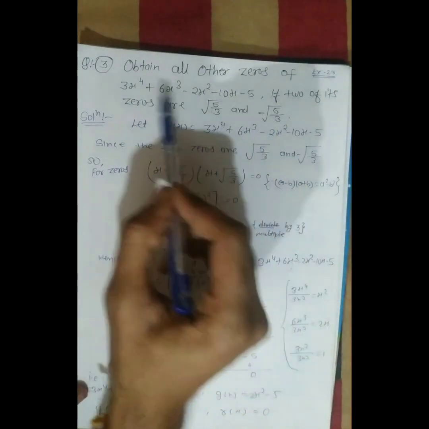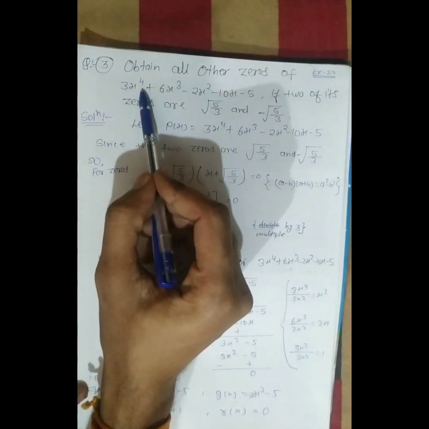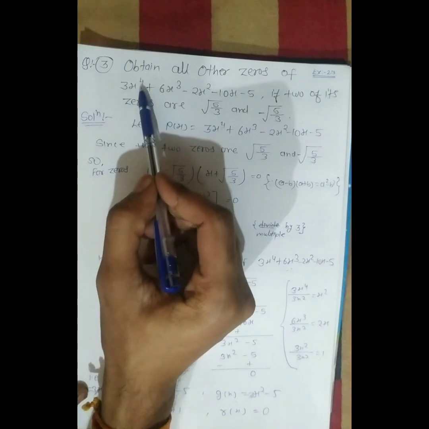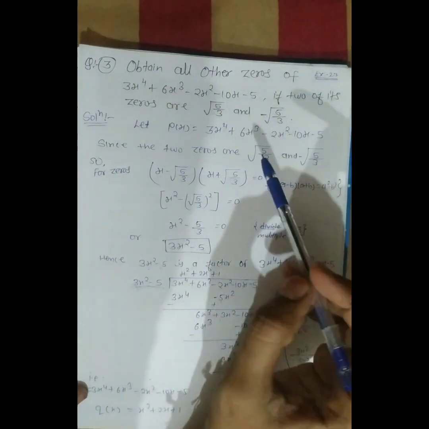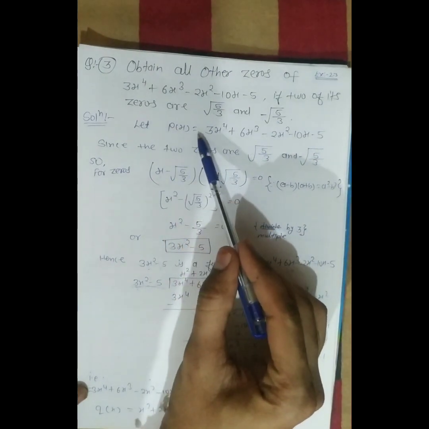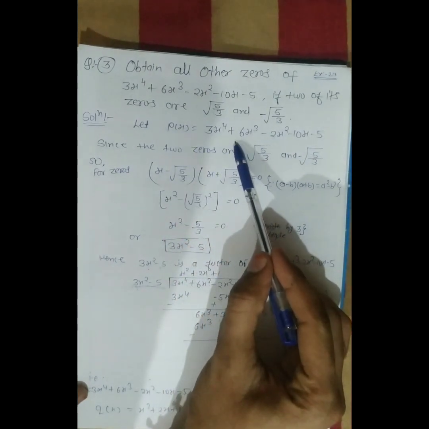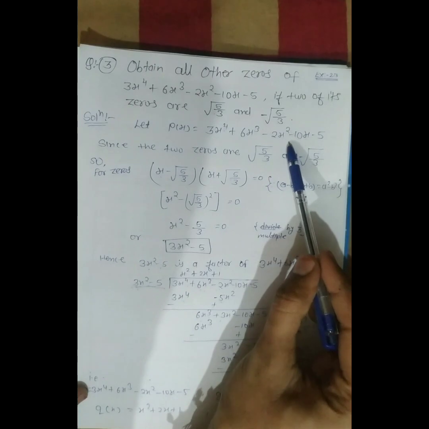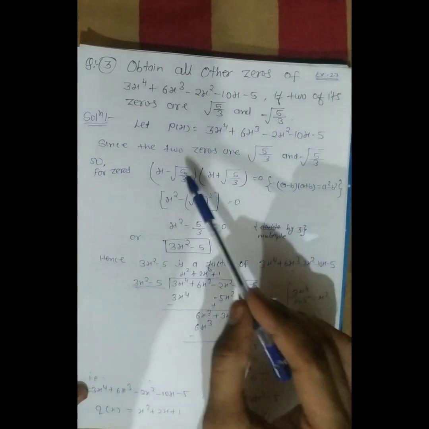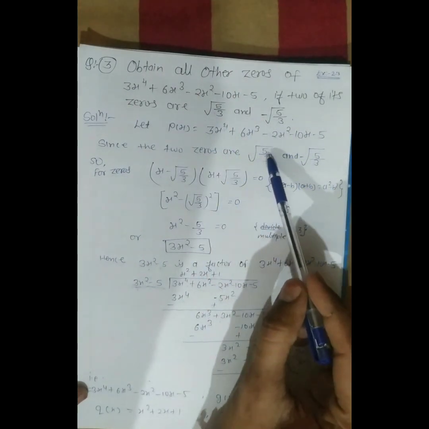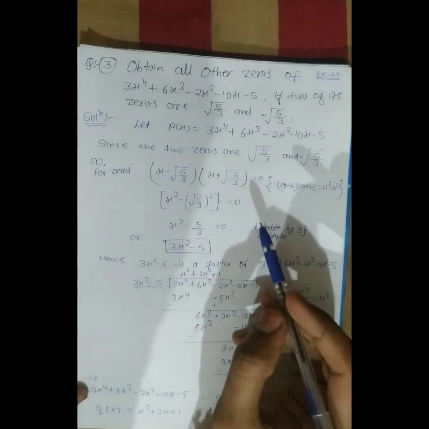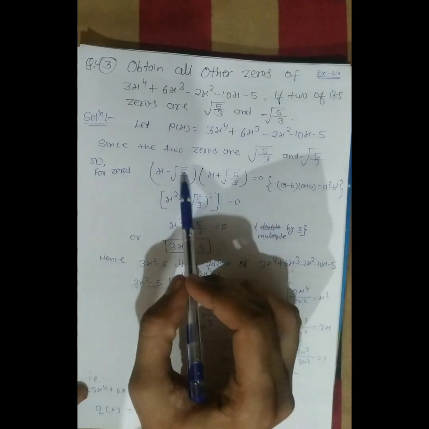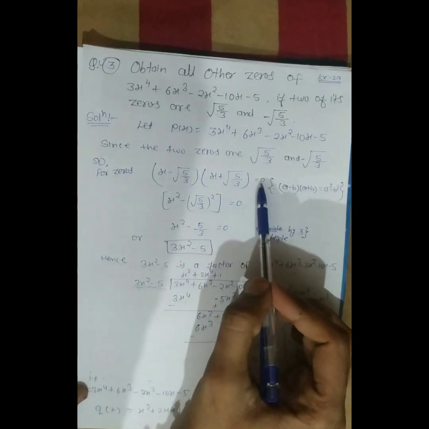Here the highest power of x is 4, so the number of zeroes of the polynomial is also 4. Two zeroes are given, then we find the other two. Let p(x) = 3x^4 + 6x^3 - 2x^2 - 10x - 5. Since two zeroes are √5/3 and -√5/3, by the condition of zeroes of a polynomial, both these values make it equal to 0.